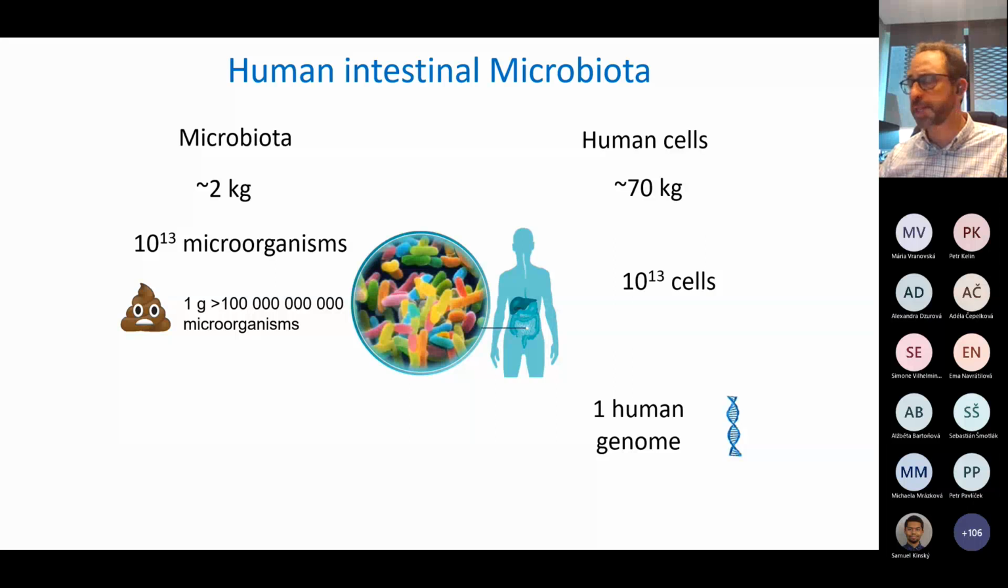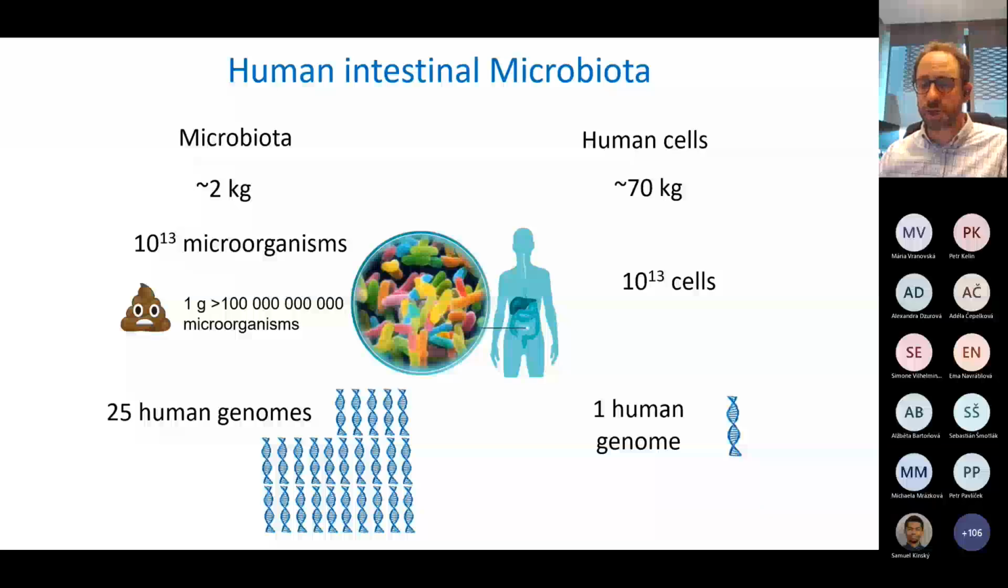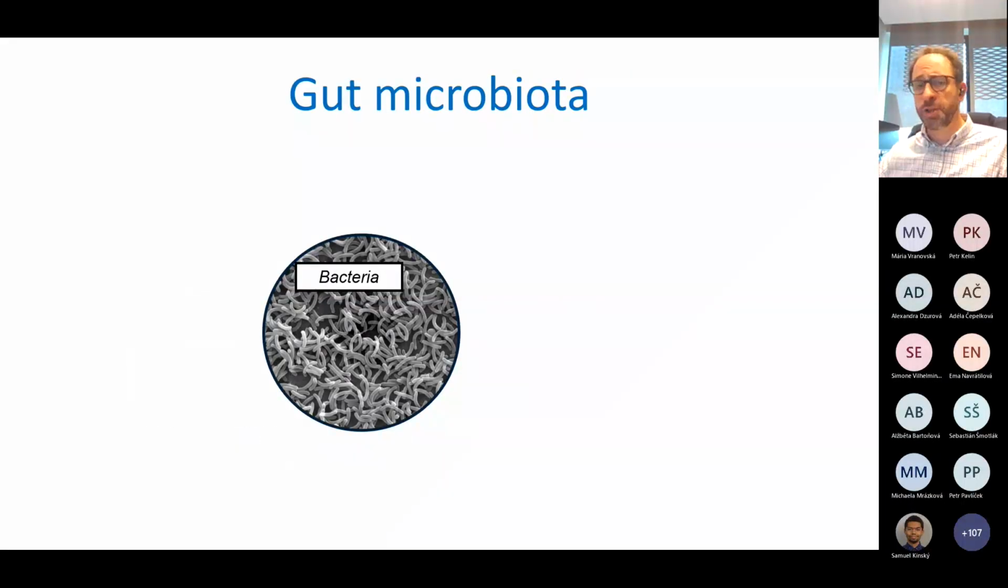In our cells, we have the human genome. And if we put together the genes present in the microbiome of one healthy subject, it represents 25 human genomes in terms of size, showing that it's a huge mass of information. It's also quite difficult to handle this mass of information, and it has also a huge potential in terms of activity. So in the gut, we have bacteria. This is at least the part we know the best.